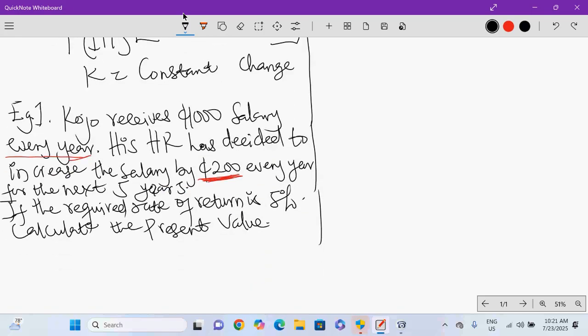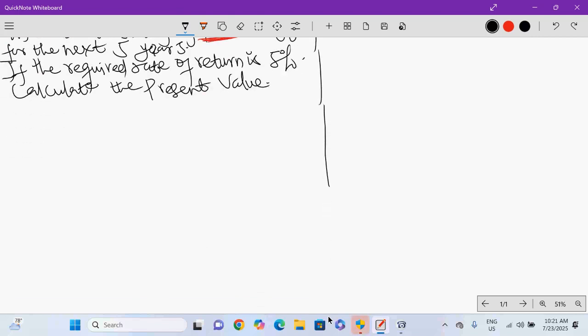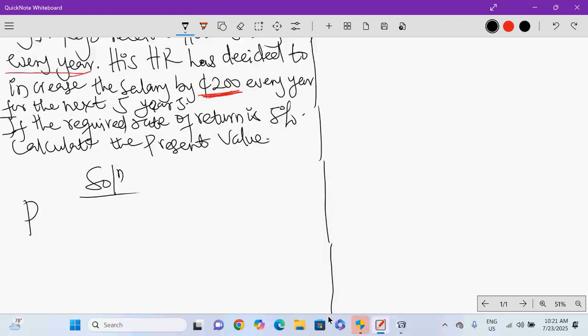Calculate the present value. All right. So now, solution. They are asking us to calculate the present value. So what is the present value?